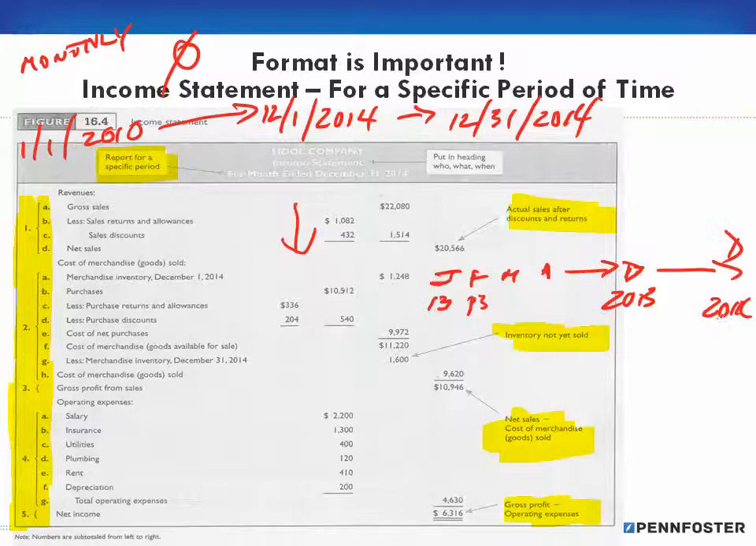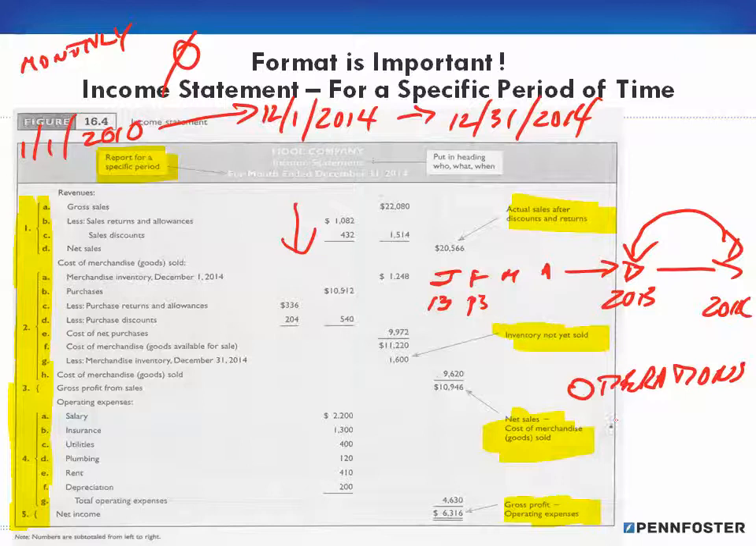Well, if this is December 2014, I want to be able to make a comparison with what happened in December of 2013. And so therefore, it's chopped up into accounting periods. Also realize that it's the operations of the business that's reflected on the income statement.